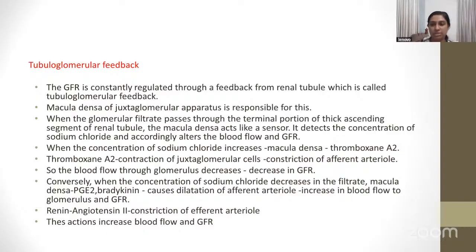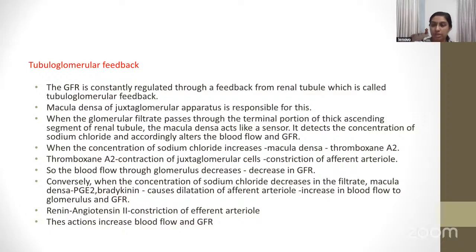Afferent arteriole means it is bringing the blood from different parts of the body to the renal system. So what's the effect of constriction of the afferent arteriole? The renal blood flow is reduced, thereby reducing the filtrate. So the blood flow through the glomerulus is decreased, and a decrease in GFR is happening.